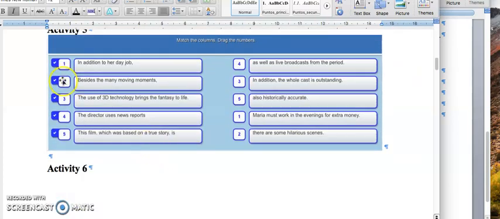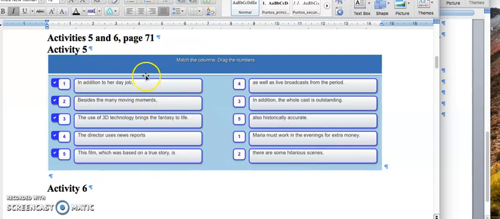Well, let's continue. In this one, what you have to do is just match the different sentences. In addition to her job, Maria must work in the evenings for extra money. Okay, because of her, we are referring to Maria. Besides the many moving moments, besides with S plus noun, cuando beside tiene una S, va seguido de nombre o de verbo en ing. There are some hilarious things. The use of 3D technology brings the fantasy to life. In addition, the whole cast is outstanding.